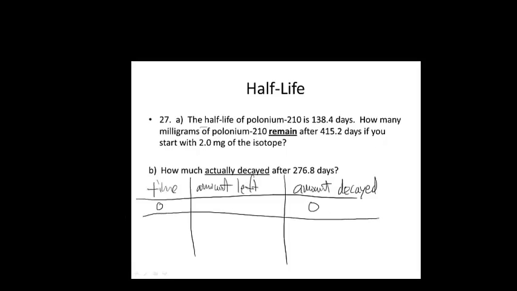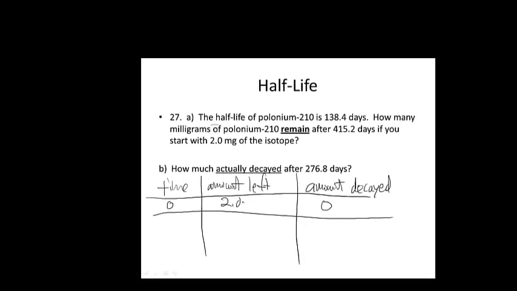Alright, time is going to be 0. Always, and our starting amount is always going to be 0 for amount decayed. The amount left will always be our original amount, which is 2.0 milligrams. So whatever amount you start with, that's always going to be the amount left. Time is always going to be 0. Decayed is always going to be 0.